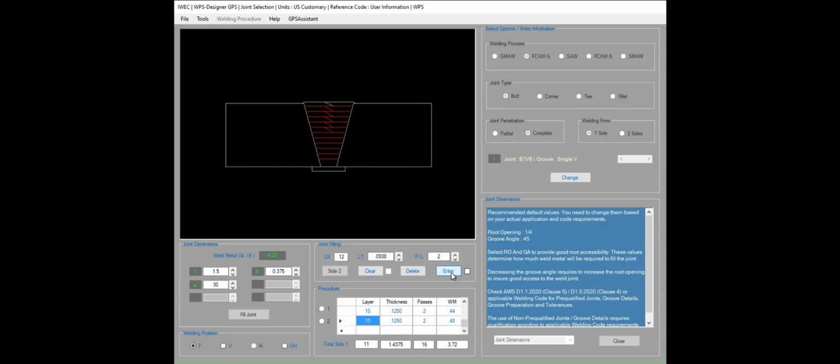Check AWS D1.1 Clause 5 and AWS D1.5 Clause 4 for pre-qualified groove welded joint details, allowable tolerances and restrictions based on welding process, joint position, and plate thickness.